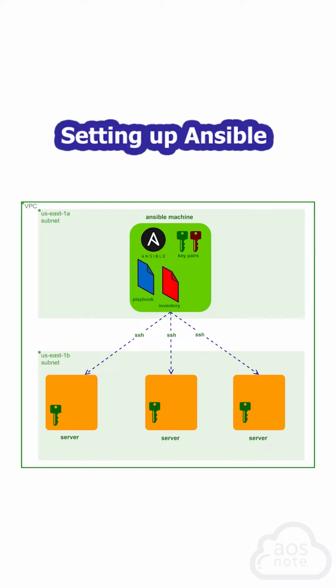Next, we will also create an inventory file. And an inventory file contains the private IP address of the instances we want to configure and execute the playbook. And the last thing we will do is create the Ansible configuration file. The configuration file contains all the configuration Ansible will use during the runtime.